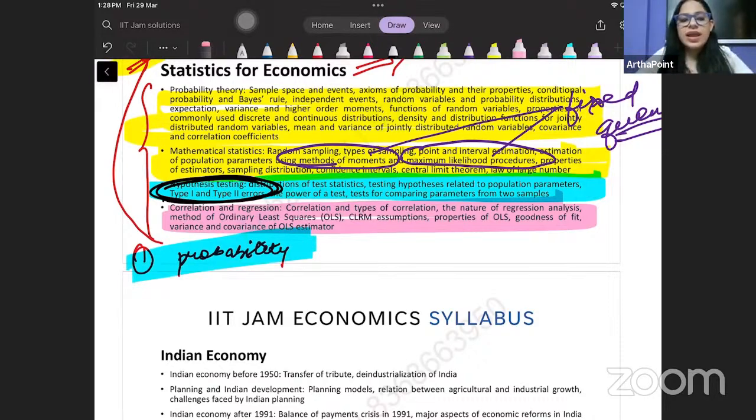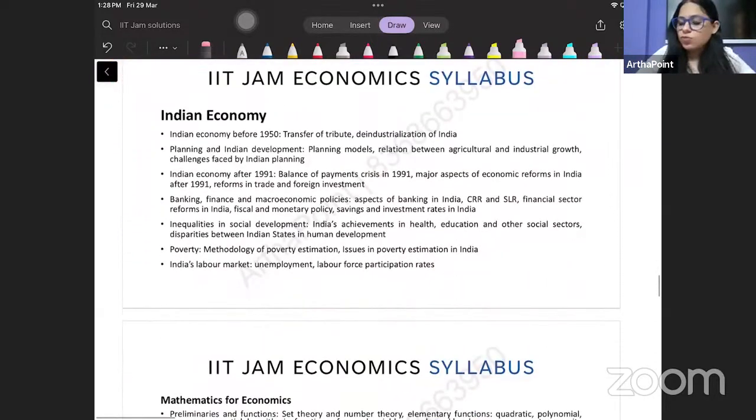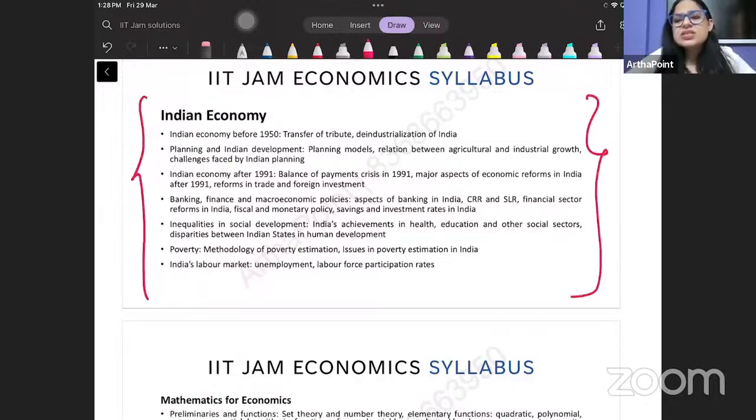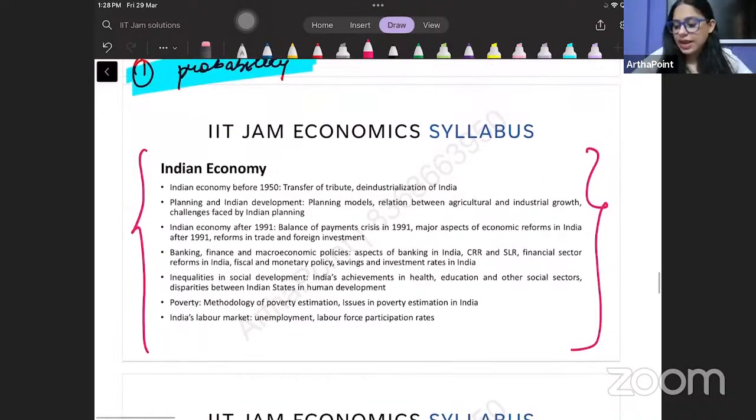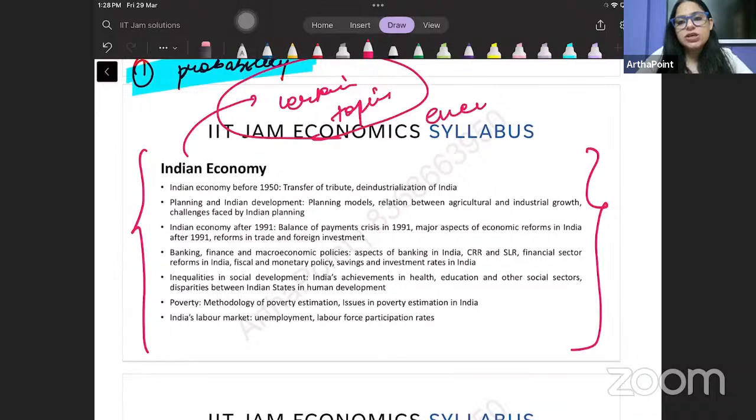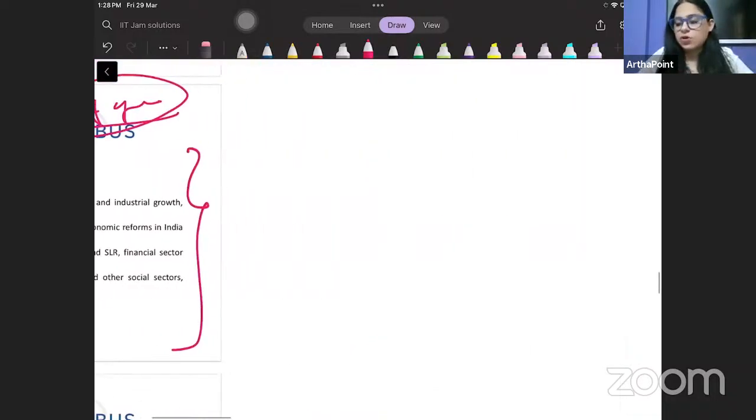Okay. At last, we will do Indian economy. This is the most uncertain part of any syllabus where you have to cover Indian economy, right? But even this can be cracked because there are some fixed topics that are asked every year in the exam. Every year some fixed topics come from Indian economy.